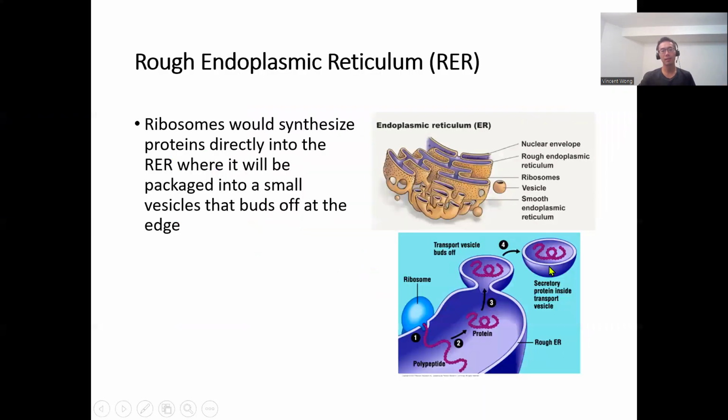This is the professional drawing. You have the ribosome here, and then this is the rough ER, and you can see the polypeptide, which will fold up into the protein. It will push itself towards the edge and continue to push out until this snaps off, and then you have yourself a vesicle. A vesicle is just like a bubble, a bubble with a protein inside.